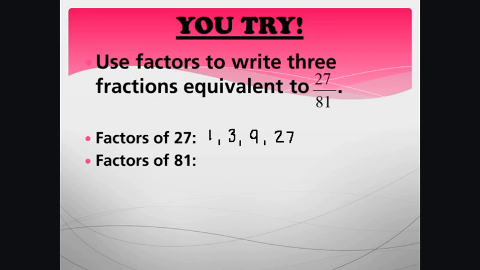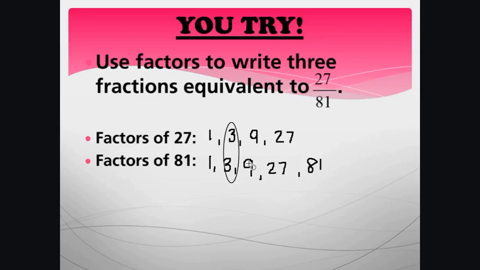And one way you can visualize how to do that is that 1 times 27 is 27, and 3 times 9 is 27. There are no other factors that go into 27 that's a whole number and that won't create a decimal. Next, we are going to also list out all of the factors of 81, which are 1, 3, 9, 27, and 81. Now we're going to go ahead and circle the common factors so that way we can create 3 different equivalent fractions.